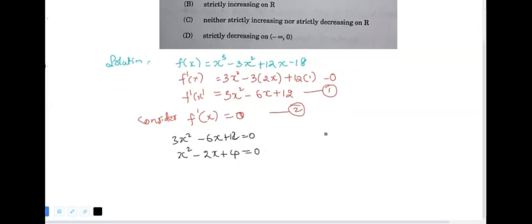So here we need to get the factors for 4. We get 2 into 2, 2 twos are 4, but 2 plus 2 will be 4. We cannot get it with this.